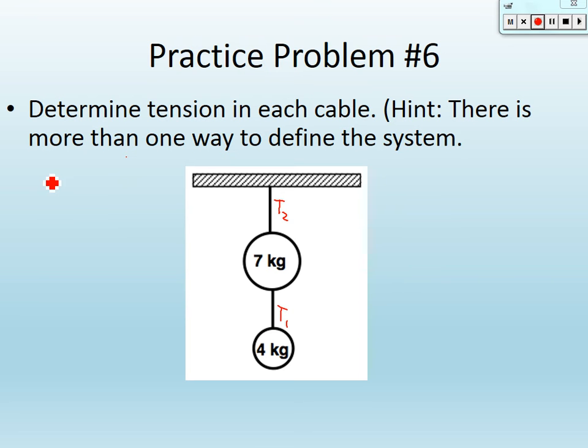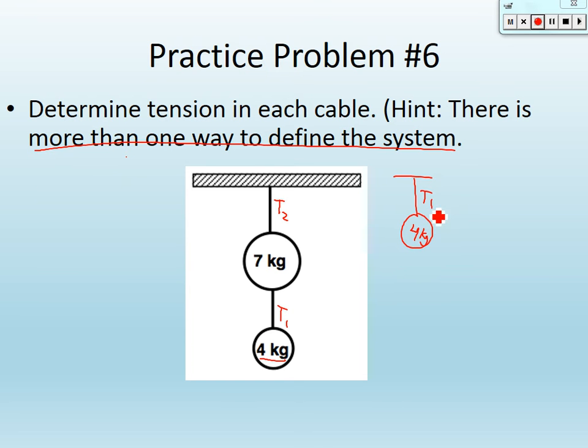Okay, let's see if you guys got this one right. In the hint, there's more than one way to define the system, so I want to kind of point that out. I think it's probably easier to solve for T1 in this case. When you think about the tension in this rope, what mass is contributing to the tension in this rope? It's only the 4 kilogram. Would the 7 kilogram mass be contributing to the tension in this rope? No. So let's define the system as this now. So we've just got one mass of 4 kgs hanging.